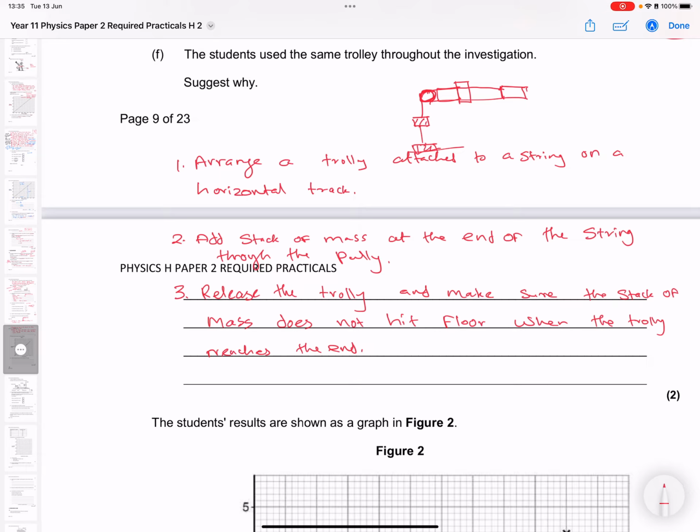Okay, so what we are doing, we are arranging a trolley attached to a string, and on the other end we thread that string through a pulley, and at the other end of the string we're going to add some stack of masses, and we're going to release the trolley, and using the light gate, calculate the change in velocity over time to find out the acceleration.